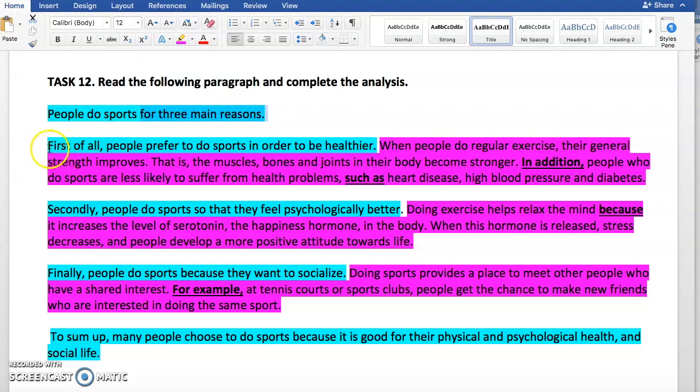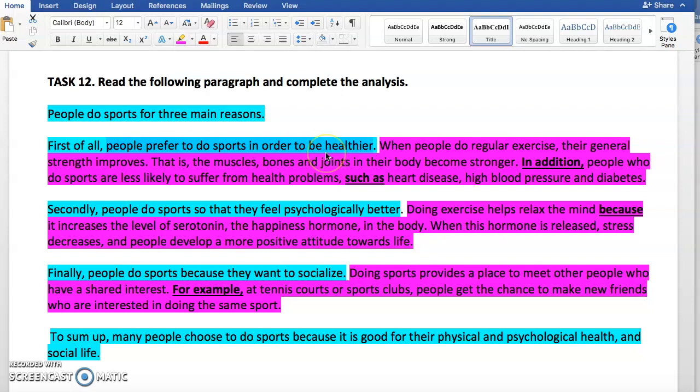And then there are 3 majors, and the writer used first of all, secondly, and finally to start the major sentences. The writer did not forget to use the commas here, be careful. And all my major sentences are full sentences. This is also important, we talked about it, right?